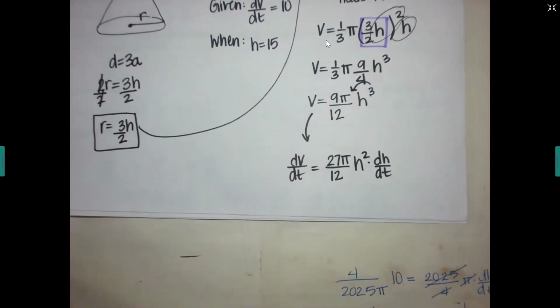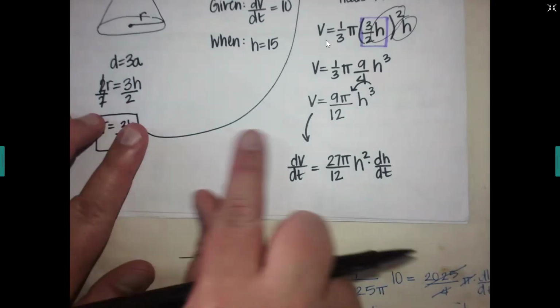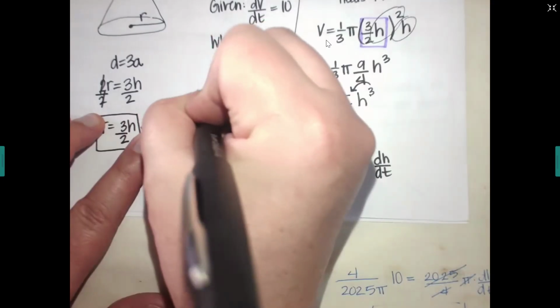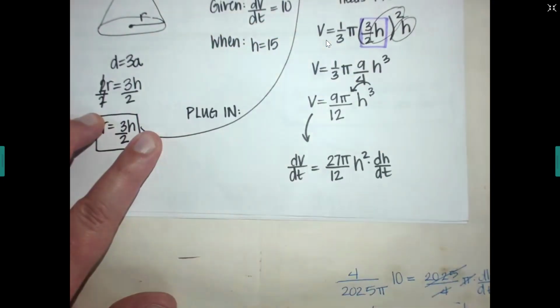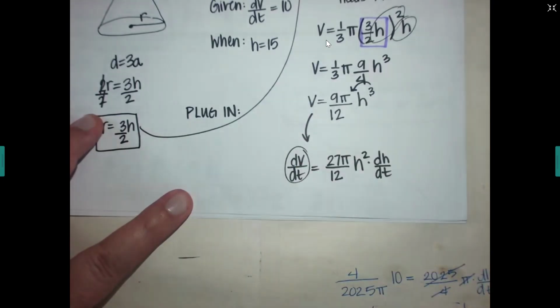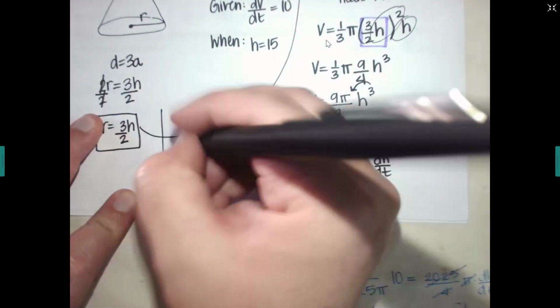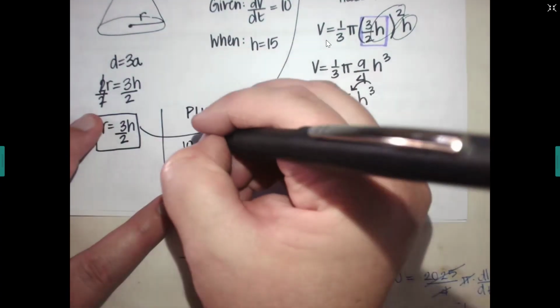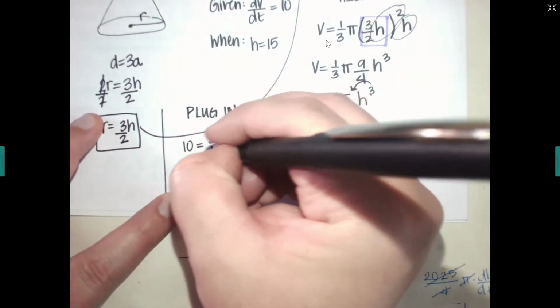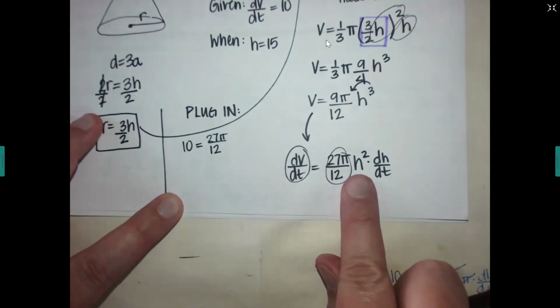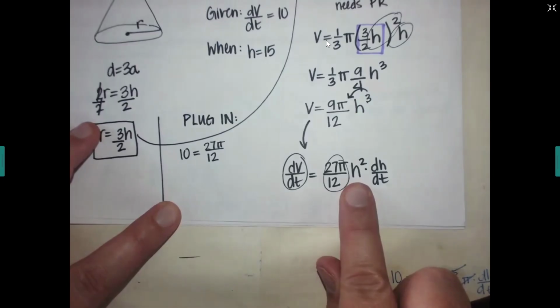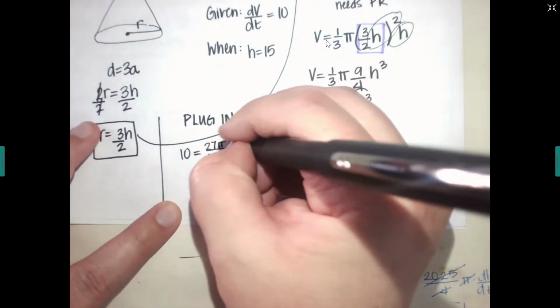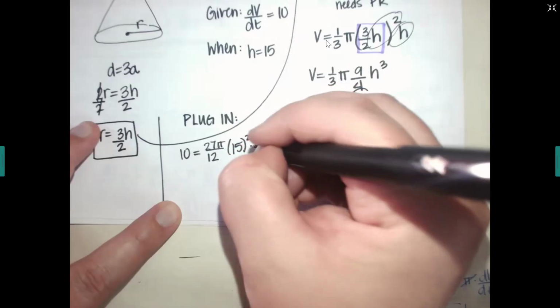And then now from here, I'm ready to plug my numbers in. So let's do it. I'm going to do it right here. So now we're plugging in. I know my dv/dt. What's the answer for that? 10. So 10 equals. Okay, 27 pi over 12 is just going to stay there for now. And then my h is what? They gave us a number for that. 15 squared. And then dh dt.